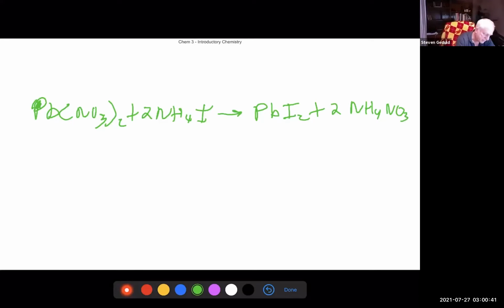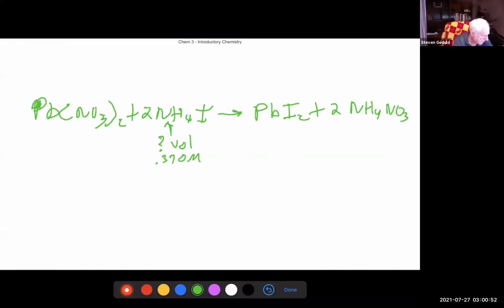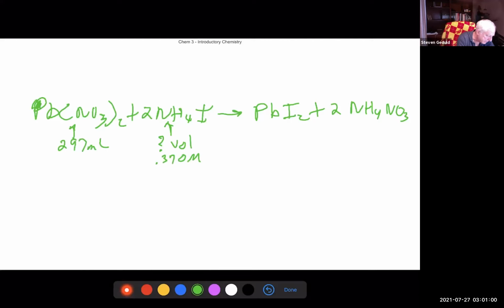And what volume of ammonium iodide? What volume of 0.370 molar to react with 297 milliliters of 0.340 molarity lead nitrate? All right, is that what we got? That look right, Cassandra?